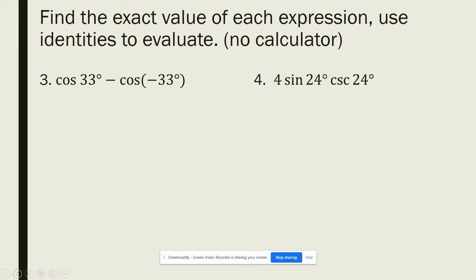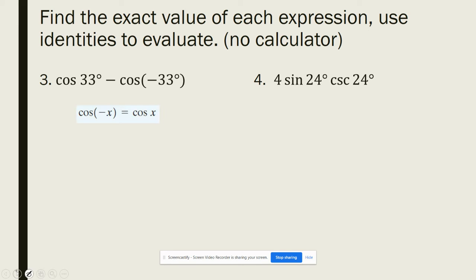If we continue with this process of finding the exact value using identities and using no calculator, if I look at this next example, cosine of 33 degrees minus cosine of negative 33 degrees, I notice that the second term is dealing with a negative angle.